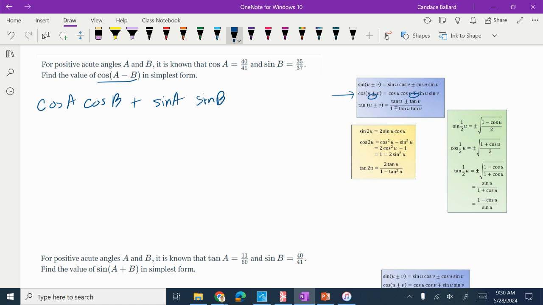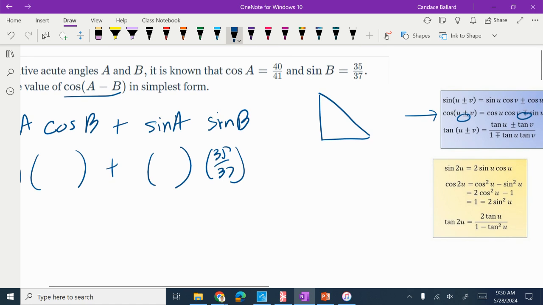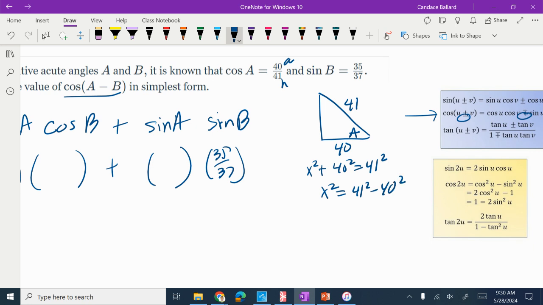I know that the cosine of A is 40 over 41, and the sine of B is 35 over 37. Unfortunately, I need to find these other values. To do that, I'm going to use the Pythagorean theorem. Cosine is the adjacent over the hypotenuse, so my adjacent is 40 and my hypotenuse is 41, which means x squared plus 40 squared equals 41 squared. I'm going to subtract that 40 squared to the other side and put that into Desmos or my calculator.